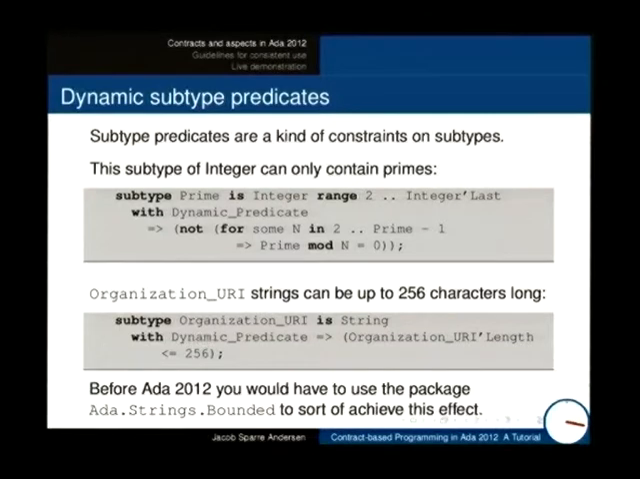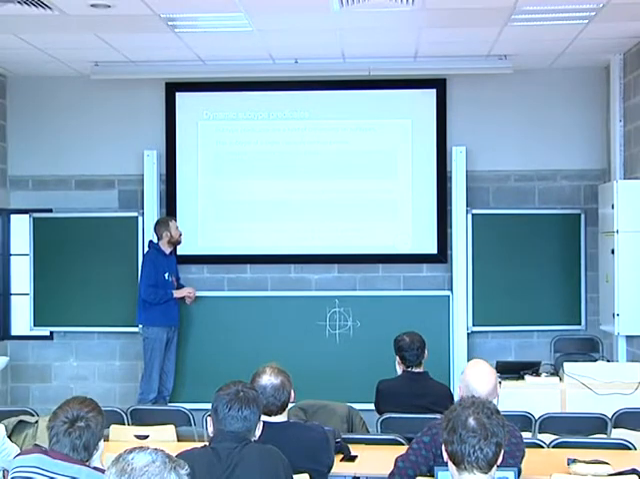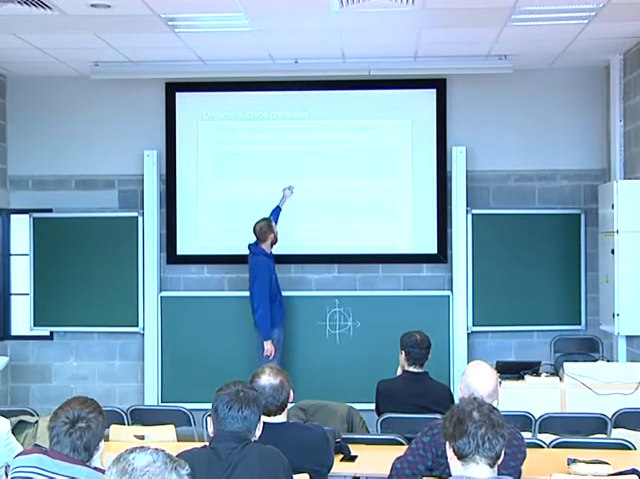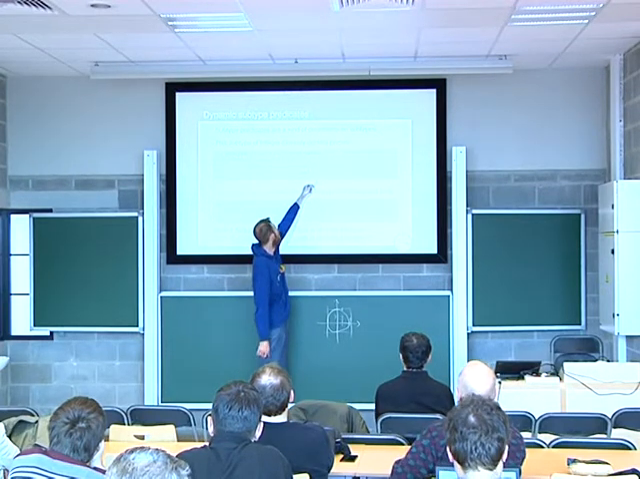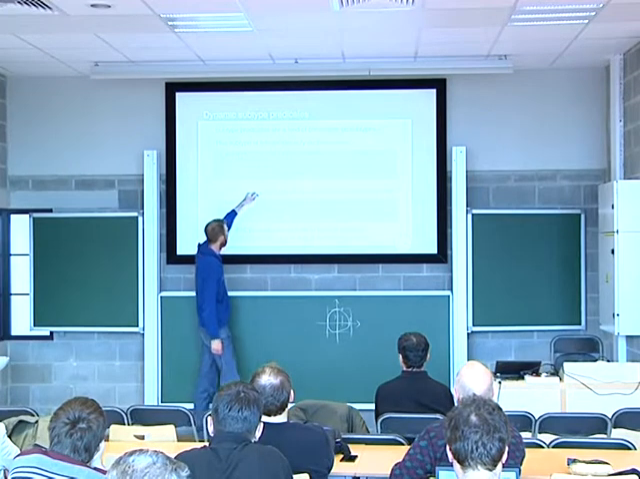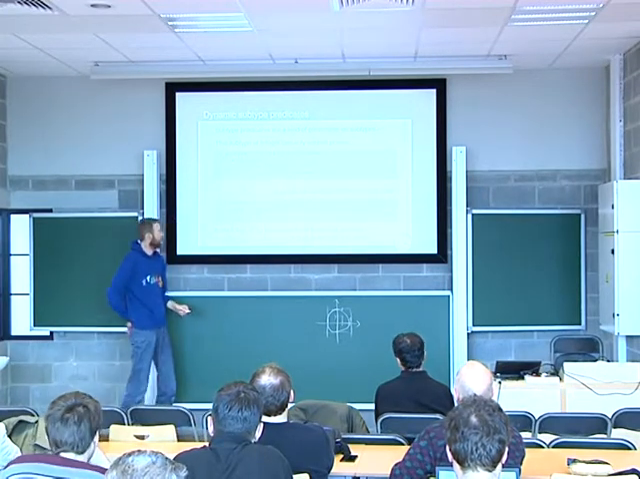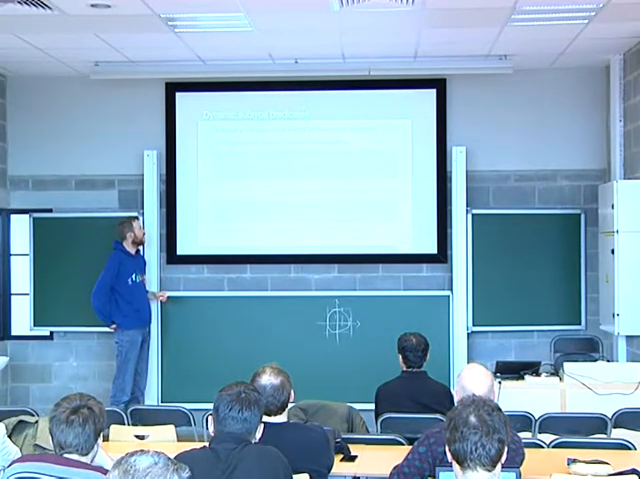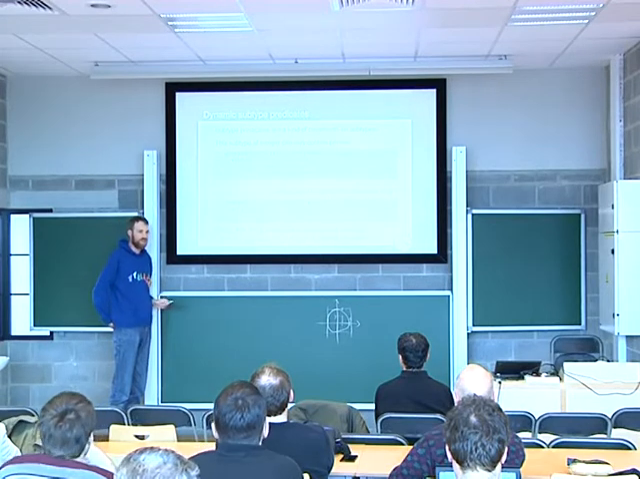Take a nice little example here. A prime, it's an integer. It can't be less than 2. You can't have any factors in the number which are different from 1 and the number itself. Which, if we look carefully here, we say that prime modulus n is 0 for some n from 2 up to prime minus 1. Then our dynamic predicate is not true. So now we have a subtype of integers, which is only the primes.